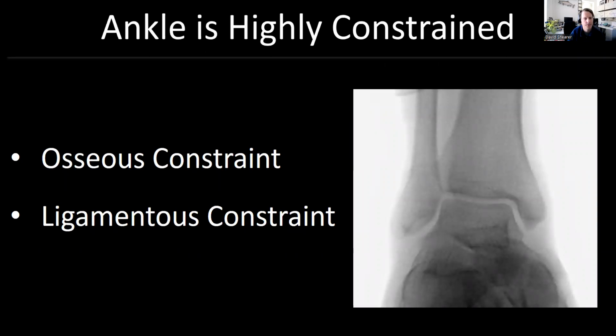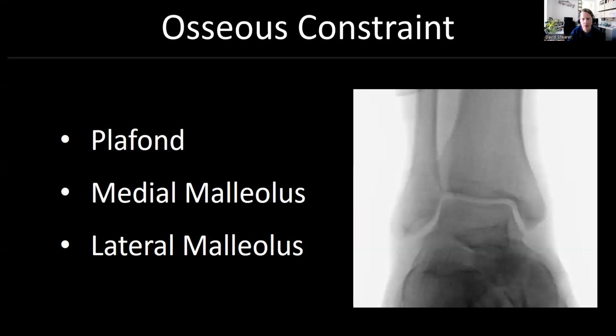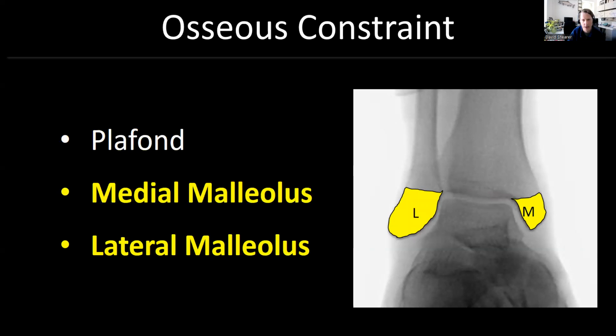So the first key point in understanding stability is that the ankle is a highly constrained joint. It's a little bit like the hip, in that it has osseous constraints. And it's also a little bit like the knee, where it has important ligamentous constraints as well. The osseous constraints are the tibial plafond, the medial malleolus, and the lateral malleolus. The tibial plafond refers to the weight-bearing horizontal portion of the joint that does the predominant load bearing. And the malleoli refer to the medial and the lateral malleolus, which are shown here.